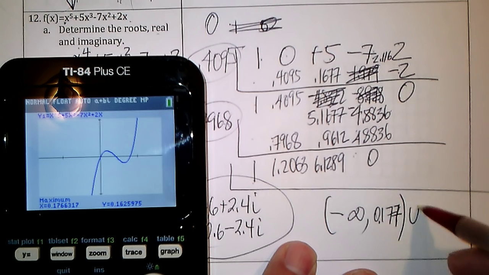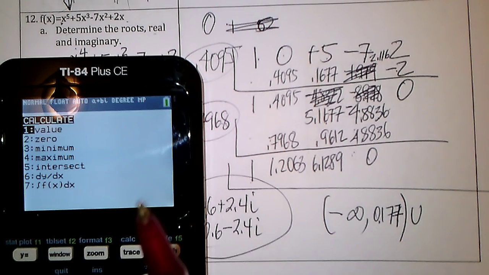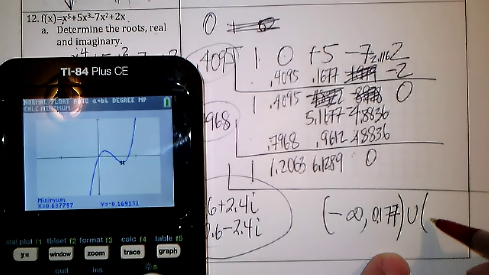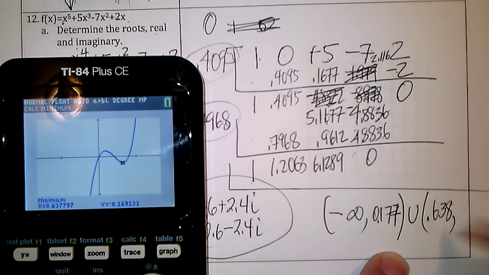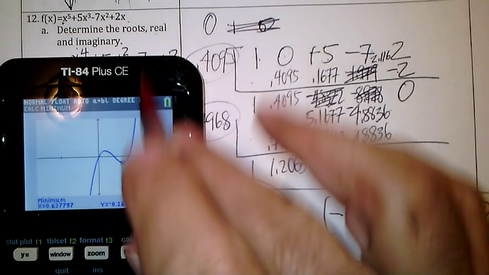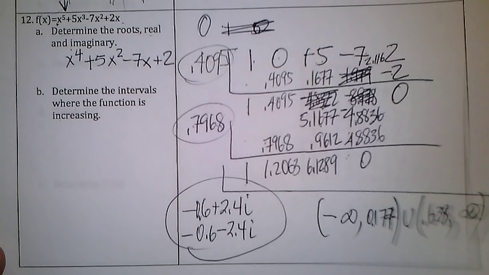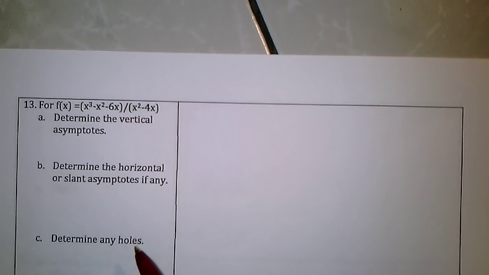We don't include it. And then the next time it increases is from that minimum. So second, calculate the minimum between 0.5 and 1, about 0.7. It says nope, it's at 0.638 to infinity. All this time it's increasing. Okay. Ugly. Sorry to give you that one. Hopefully this one's not as bad.